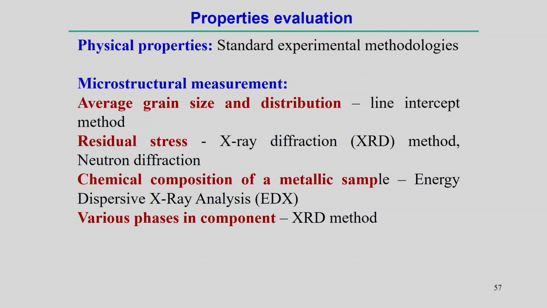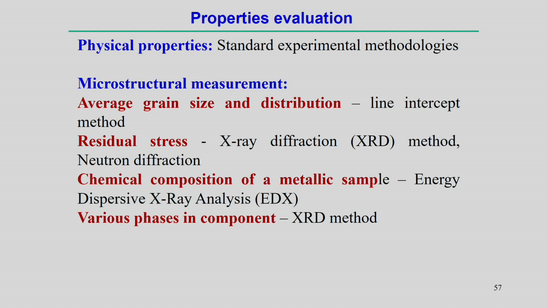So apart from the other properties we already discussed, the other physical properties, for example thermal conductivity and density, normally use standard experimental methodology. That is not within the scope of our discussion of standard methodology, but rather, after an engineered product, what experiments we commonly conduct for a manufactured component.